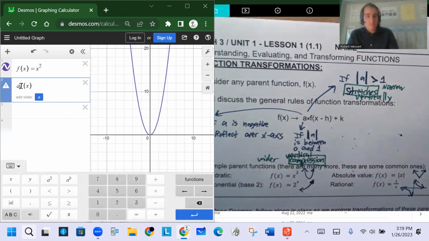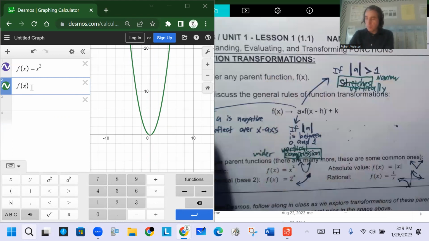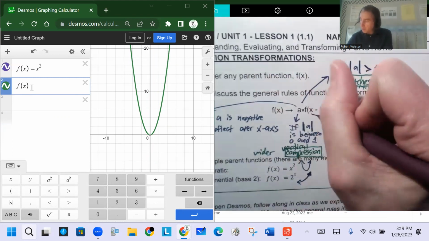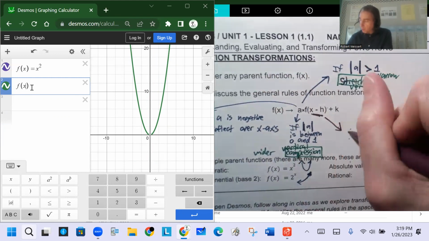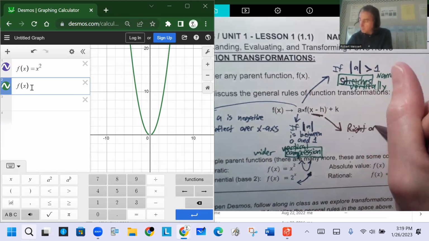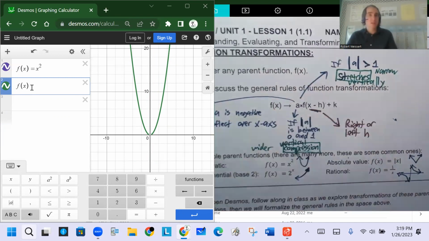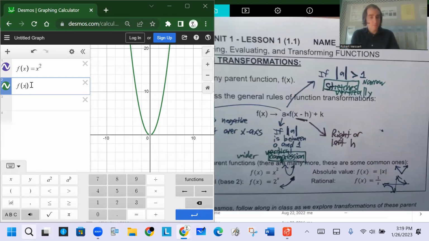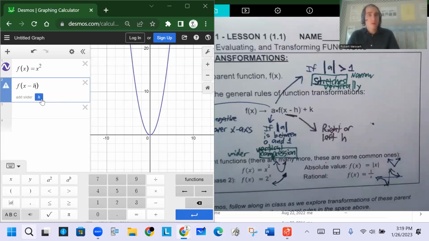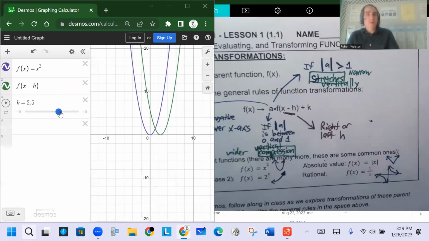All right, next, if I want that to go right or left, then I'm messing with what's inside of here. So if I look in here, that's going to be right or left, whatever that number is for h. So let's say it's x minus h. Now, if I'm subtracting that number, it's going to take it to the right. If I'm subtracting a negative, it's going to take it to the left.